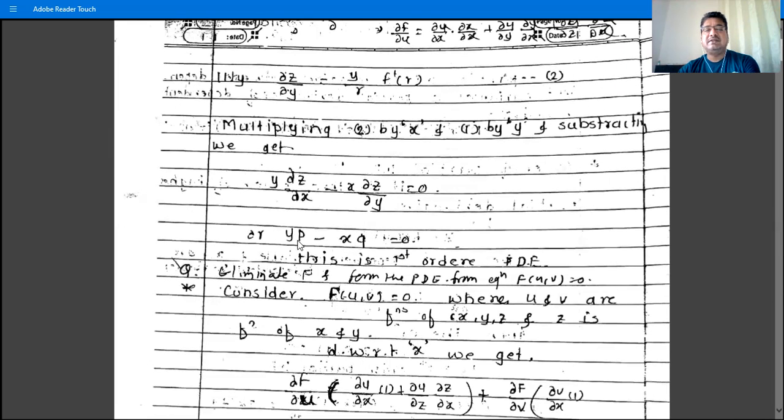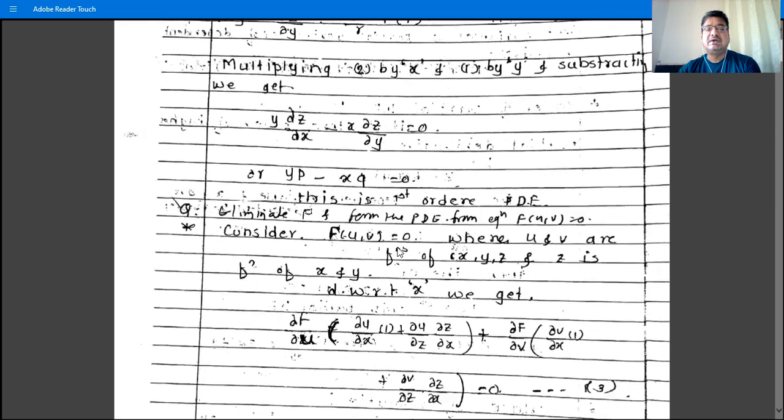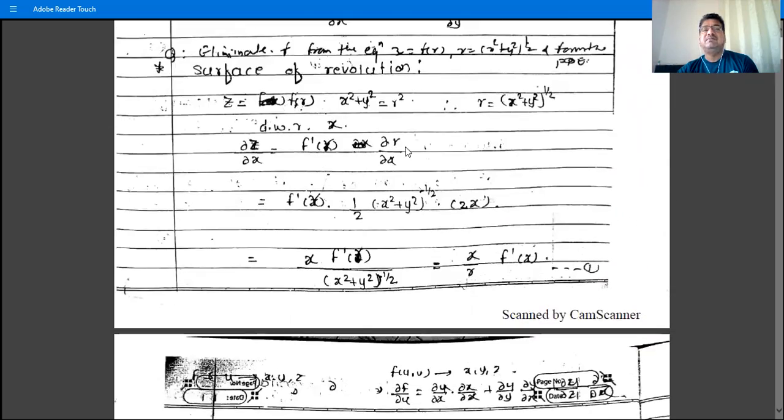is equal to 0. And this is in another form, yp. Small p is what? dA by z by dA by x, and small q is dA by z by dA by y. So yp minus xq is equal to 0. And this is the first order partial differential equation after eliminating f.